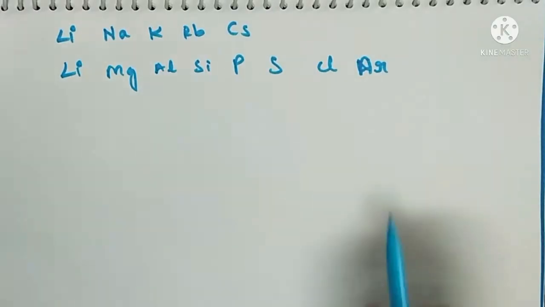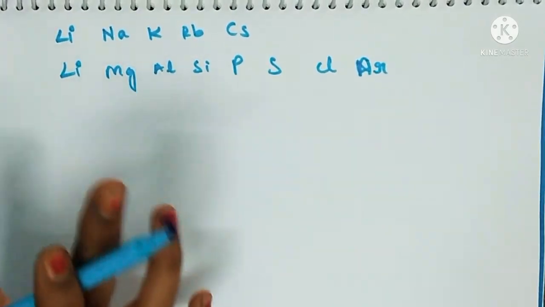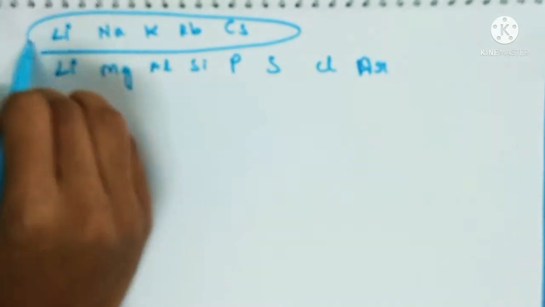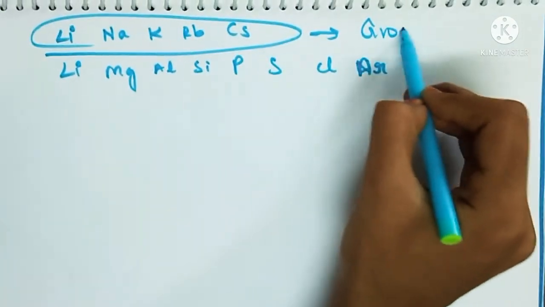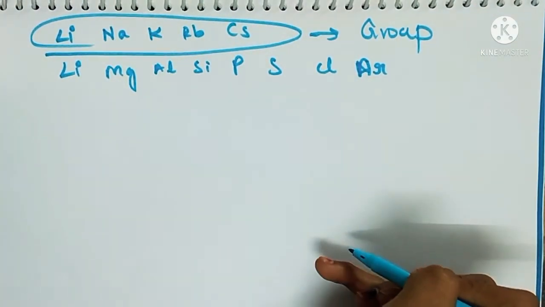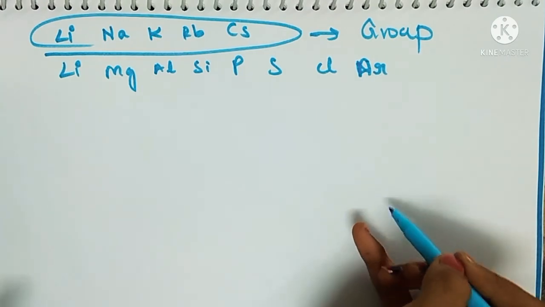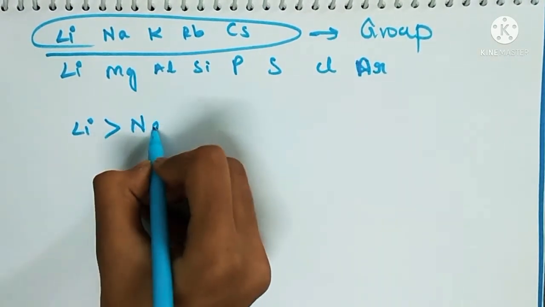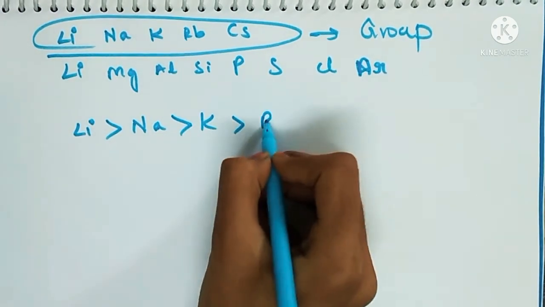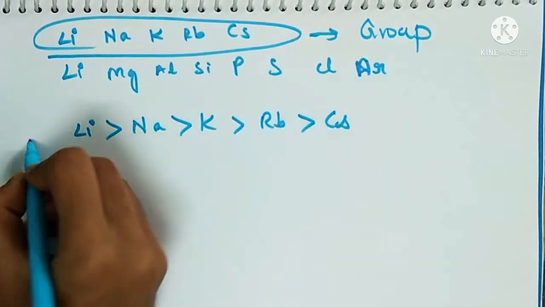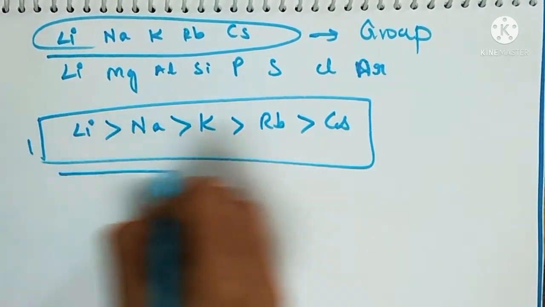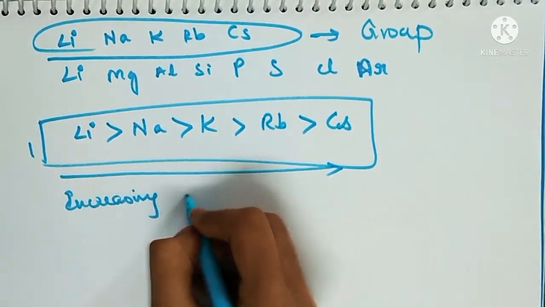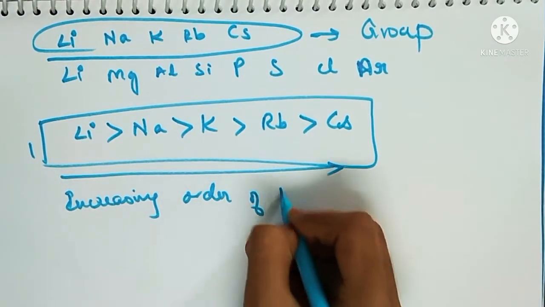So we can arrange them in increasing order of IP. Here, going down the group, the atomic radius increases and IP decreases. So lithium has greater IP than Na, K, rubidium and cesium. This will be the order of IP, the increasing order of IP1.